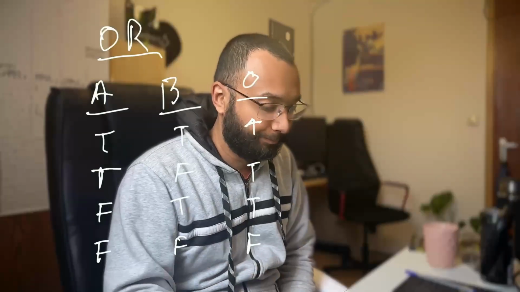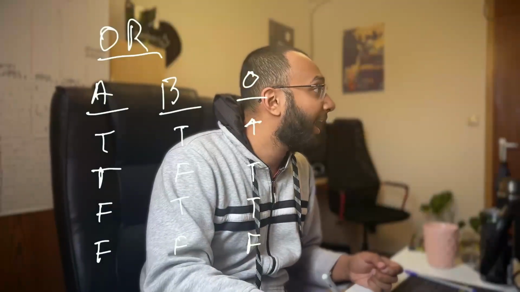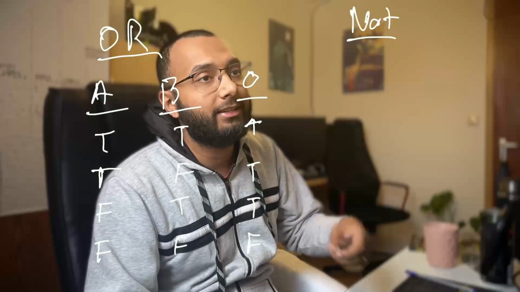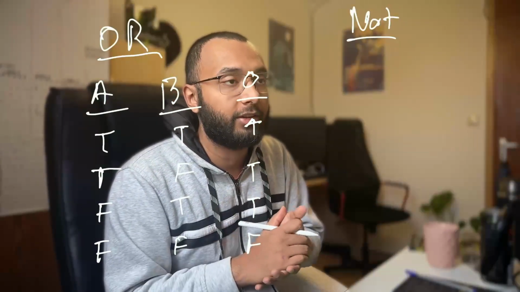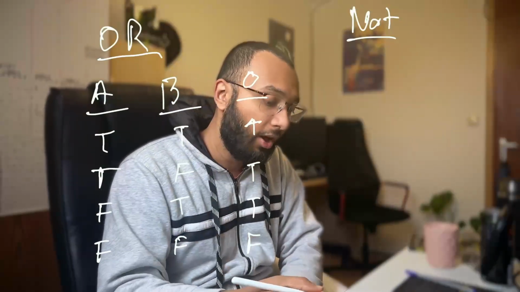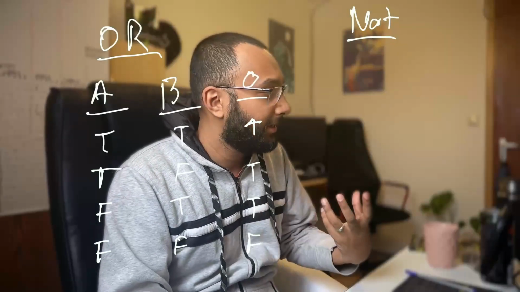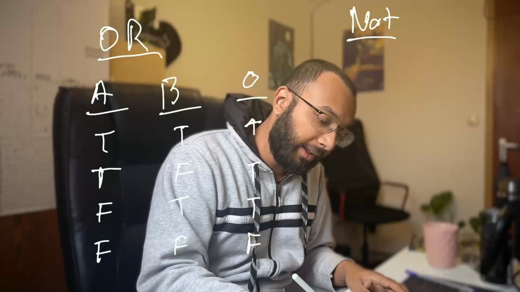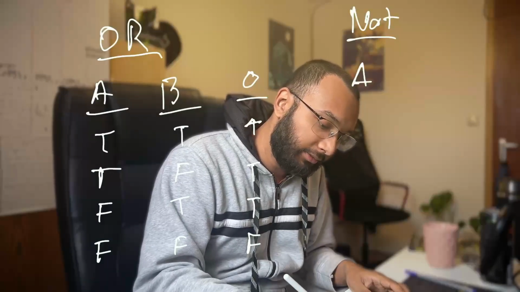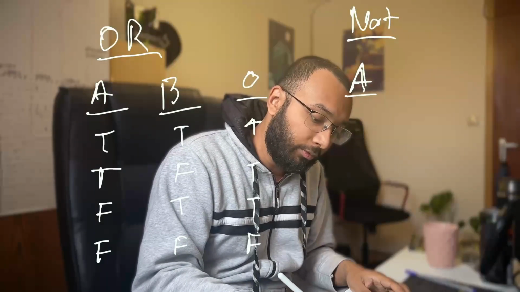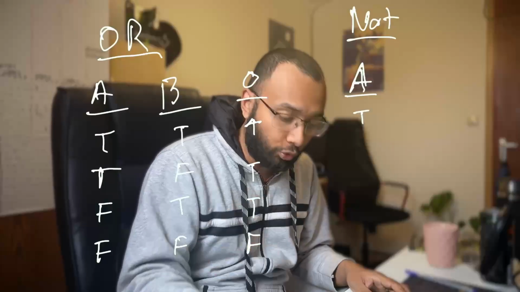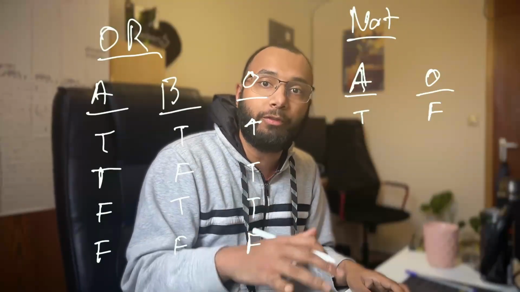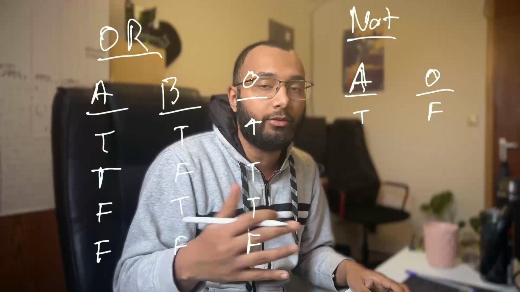And lastly, we have the NOT condition, which does not actually need two different conditions. The NOT operator is just one condition. Whatever it gets, it will just flip it. For example, if we have one condition and that is true, the output of the NOT operator will be false, because it's just going to flip it and say that it is not doing something.